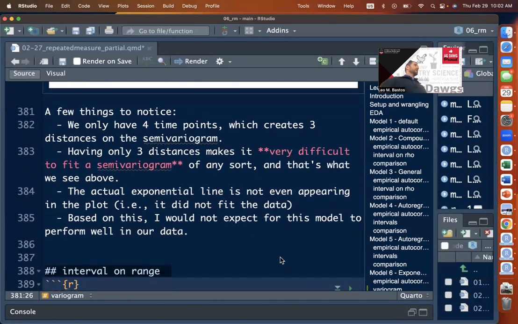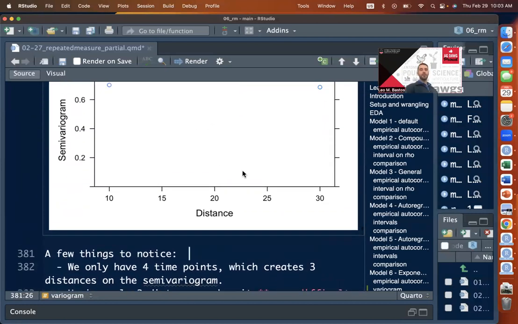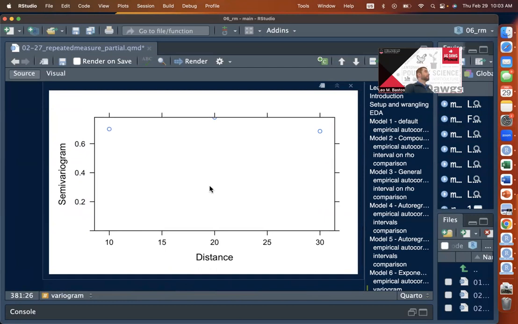And in our case, again, we have only 4 time points, which translate into 3 distances to be calculated in the semi-variogram. That is really not a lot of data points, right? To fit any curve really, in this case, the exponential. So in your case, if you have more time points, or if you have geospatial data, you're probably going to have a lot of points, which is going to give you a lot of distances here, you would be able to fit that.